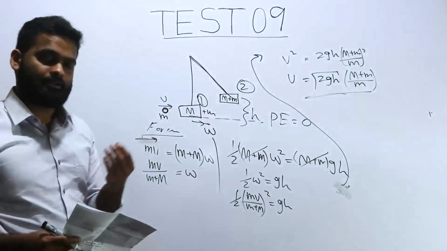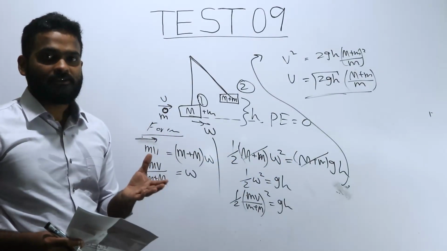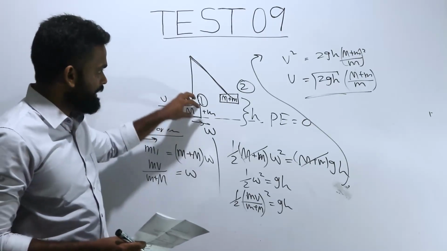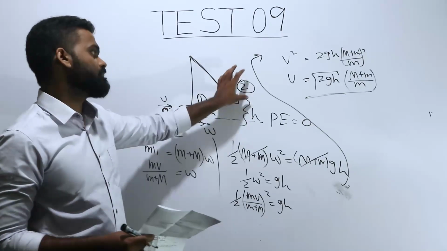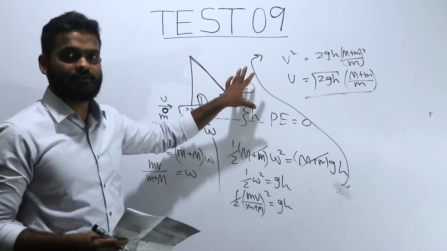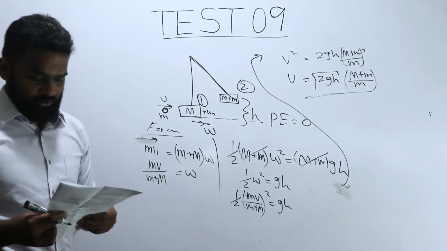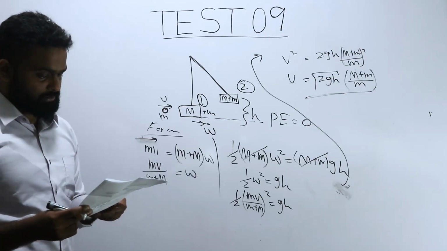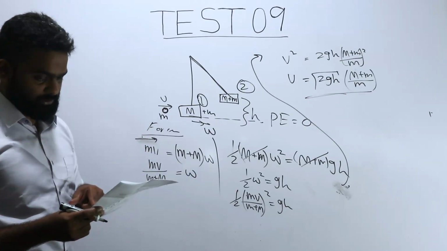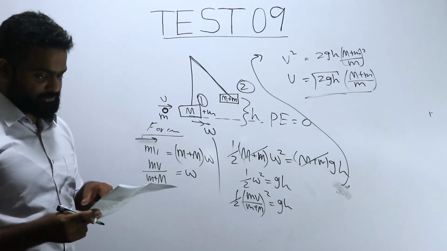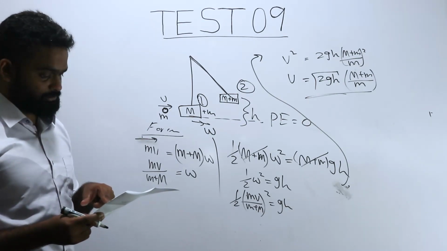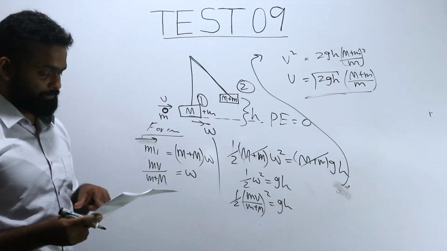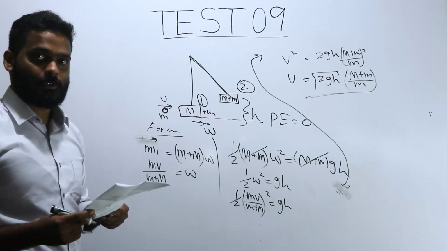So here we have applied momentum conservation for the collision and energy conservation for the system that moves upwards in a circular motion. So the answer for that should be the first term, right? The answer should be root 2GH. Yeah, should be the first term.